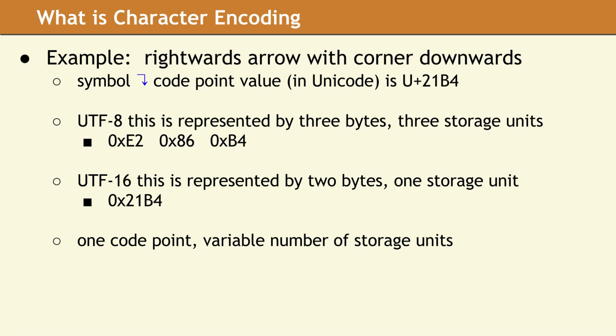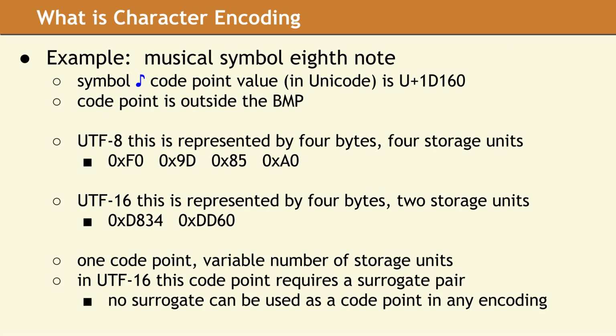Another symbol is the rightwards arrow with corner downwards. It is also 1 code point, and it has a Unicode value of U plus 21B4. In UTF-8, this takes 3 bytes and 3 storage units. If you were encoding it in UTF-16, it is represented by 2 bytes and 1 storage unit. The important takeaway is that each of these symbols is a single code point, no matter which encoding is being used.